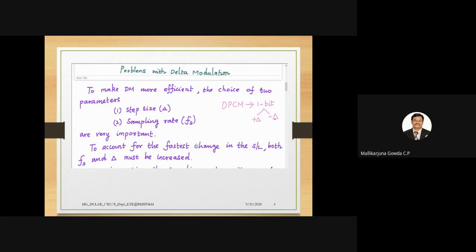Why should I increase the sampling frequency and the step size? If they are not increased, then this approximated staircase waveform will be far away from the original analog signal. Means it is not possible to track the original analog input signal. Then the converted waveform will not exactly match the original input signal. Okay, that is a problem.